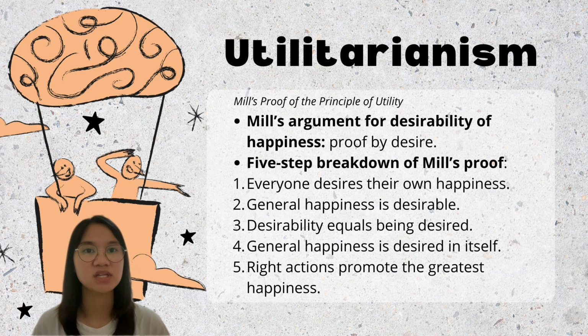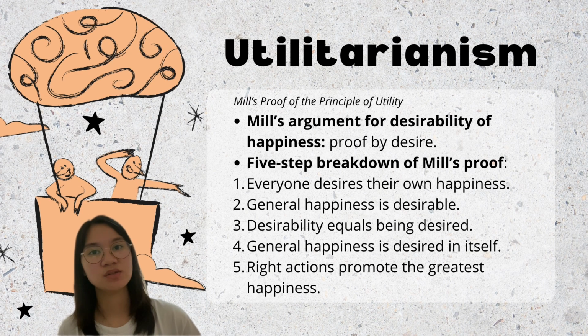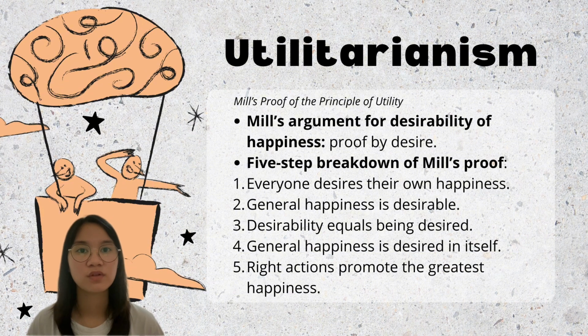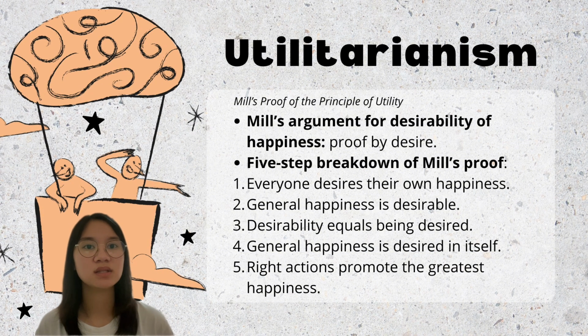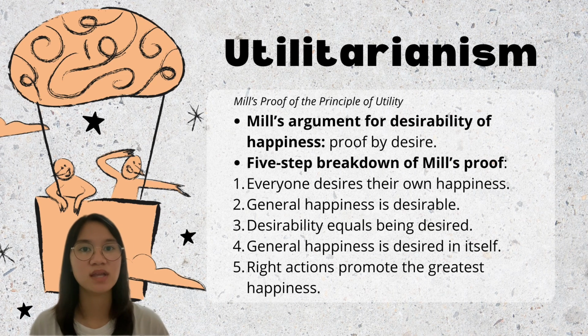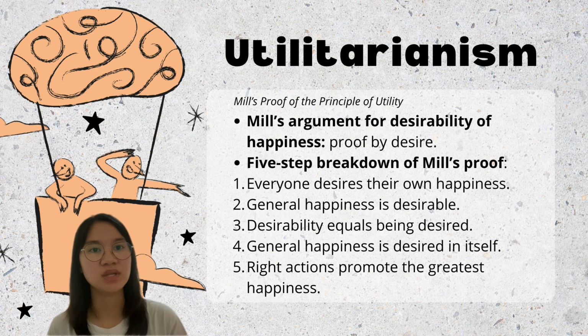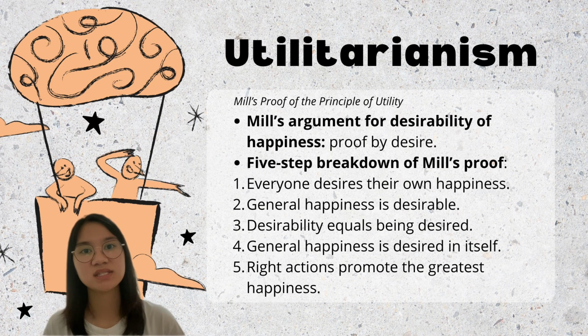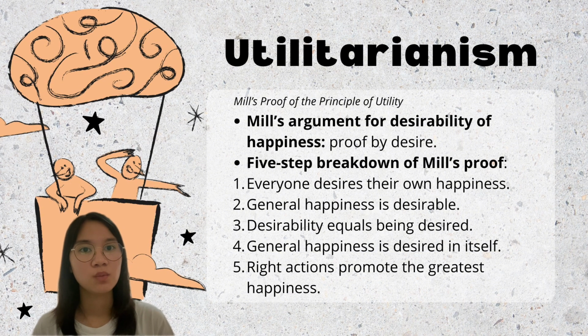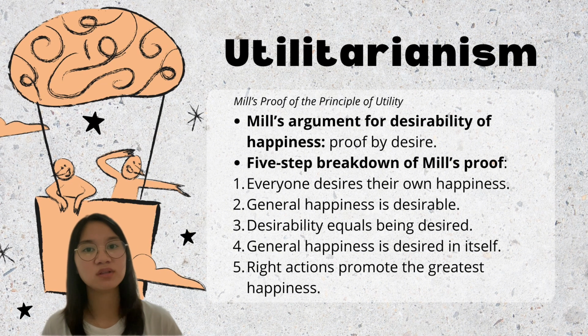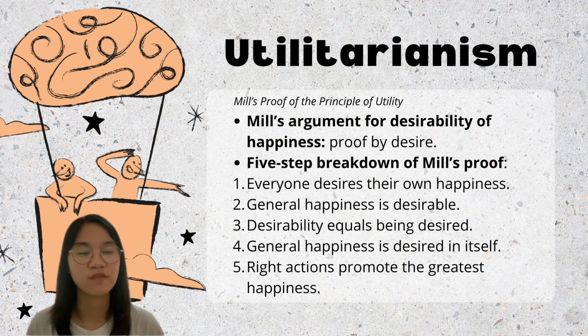The greatest happiness for the greatest number. This proof, though widely debated, provides the foundation for Mill's utilitarian ethics. It shows how he connects personal desires for happiness with the broader goal of maximizing happiness for all, which becomes the guiding principle for determining the rightness or wrongness of actions.